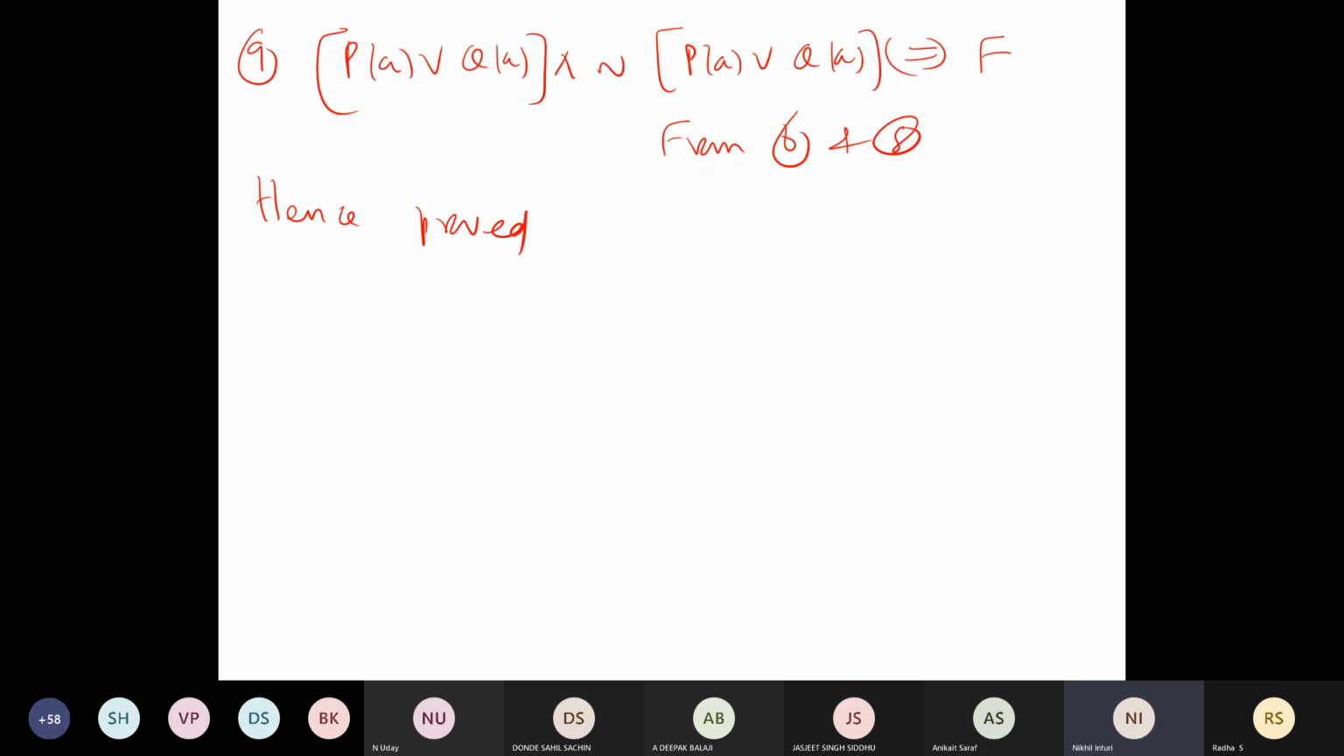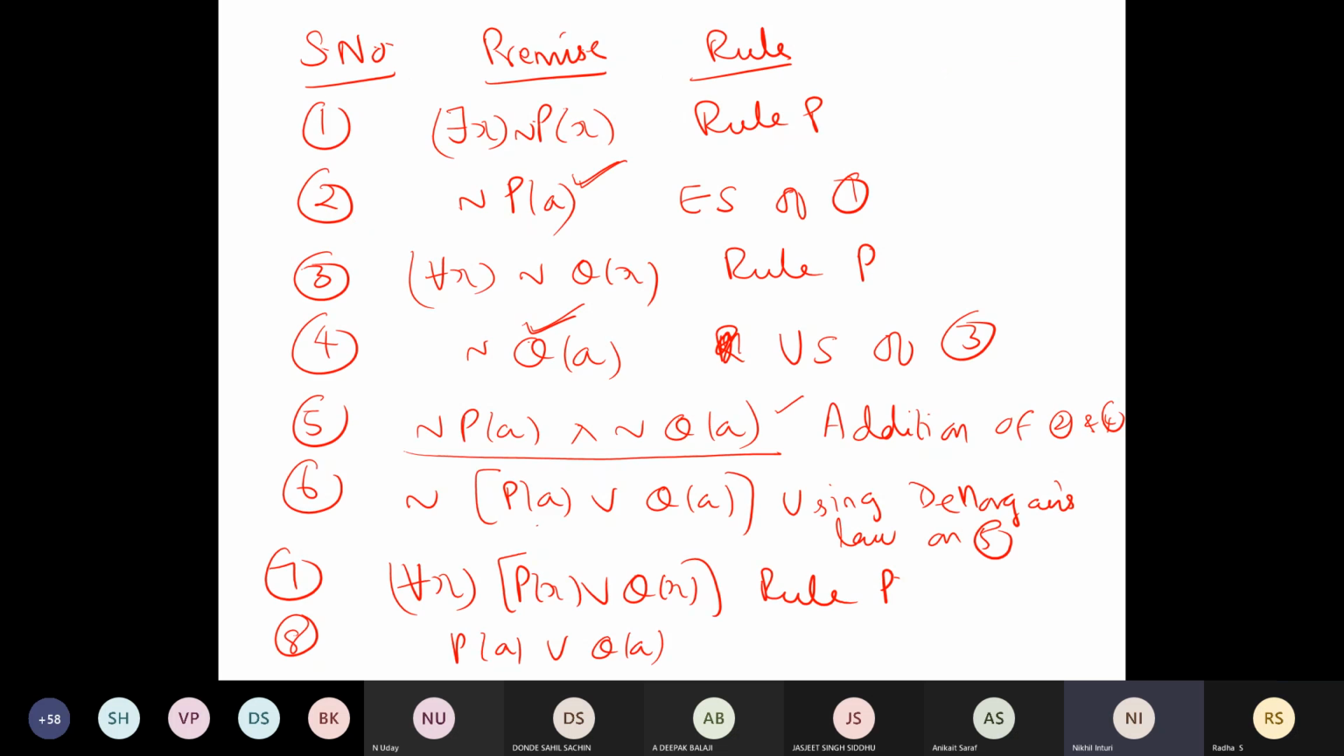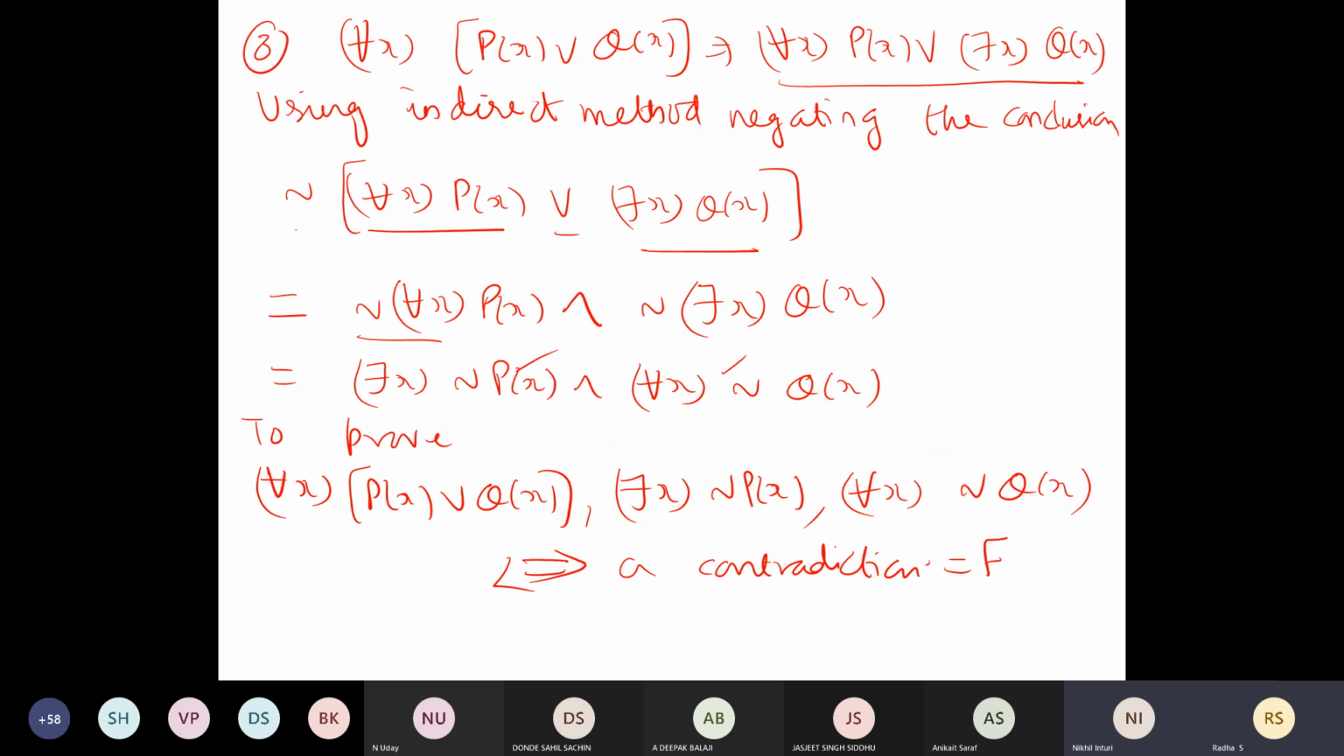Hence proved. So why has this contradiction occurred? Because of negating the conclusion. That means you are saying that the conclusion is not true, so then you are coming to a new conclusion: no, the conclusion is true. Okay, please look into this carefully.